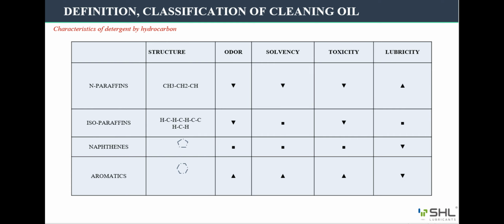First, we see that N-paraffin, its color is light, low solubility and low toxicity, especially high lubricity. For isoparaffin, the color is light, the solubility is medium, low toxicity, and medium lubricity. For naphthenic, medium color, medium solubility, medium toxicity, low lubricity. And finally, the aromatic has a dark color, high solubility, high toxicity, low lubricity.